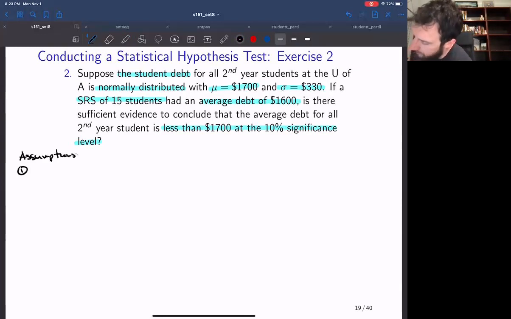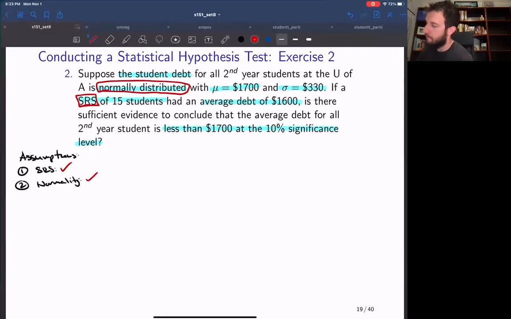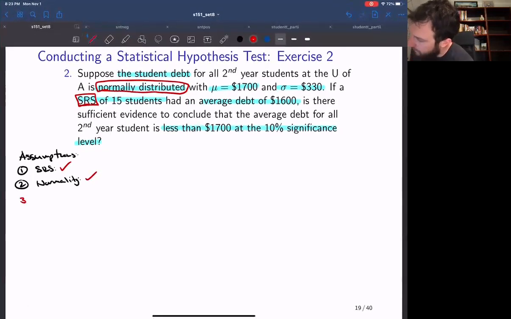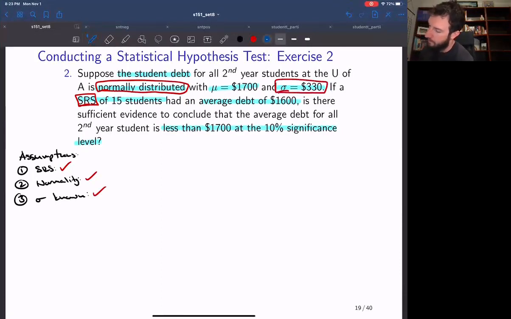Okay, so number 1, SRS. This is true, we're told that we have an SRS. Number 2, normality. This is true because we're told that student debt is normally distributed. And then number 3, sigma known. This is true because we're told sigma is equal to 330.